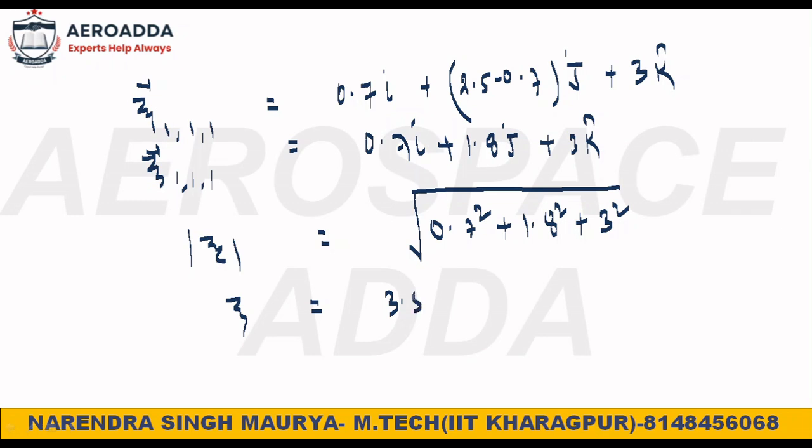3.5679. 3.5. 679. इतना कौन बोलता है? 3.6 कर लेते हैं, ठीक है?